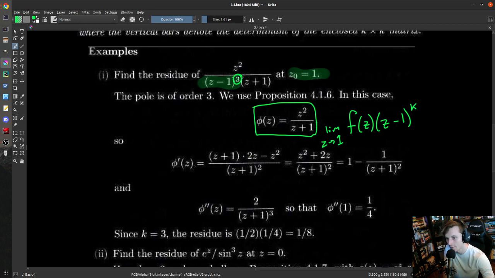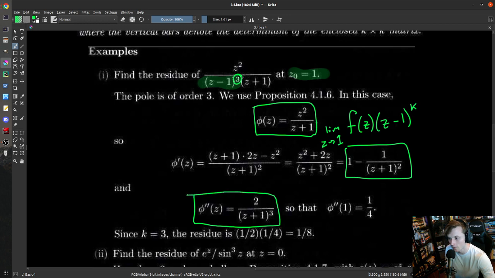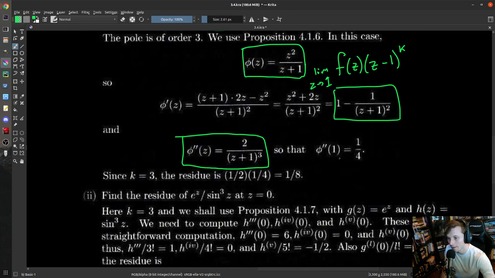So let's take a derivative. Take the first derivative, you're going to get 1 minus 1 over (z plus 1) squared. All right, cool. Do another derivative, you get rid of that 1. This will turn into 2 over (z plus 1) to the third. And then if you plug in 1 to that, I'll get 1/4. So k is 3. The residue is going to be the k minus 1th derivative evaluated at 1.